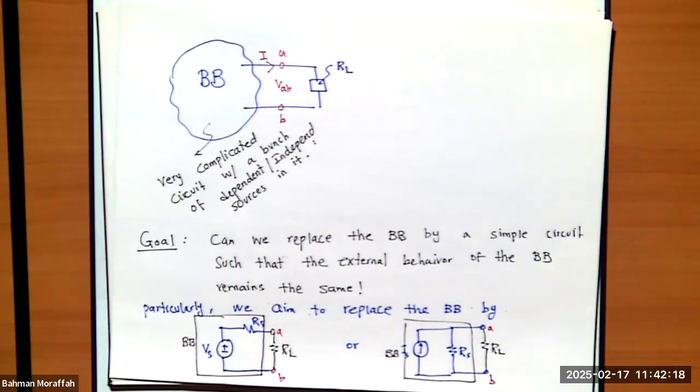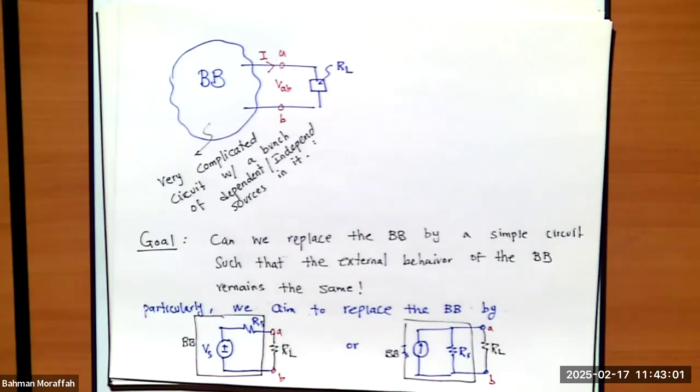But here are the questions we should answer. The first question is, is there any circuit like this or like this? Does such a circuit exist? That is the first question. Second question that we should answer is that assuming it exists, what are these values? What is Vs? What is Rs? What is this Is? What are these values? How can we compute this? Right? So these are two main questions that we should answer.